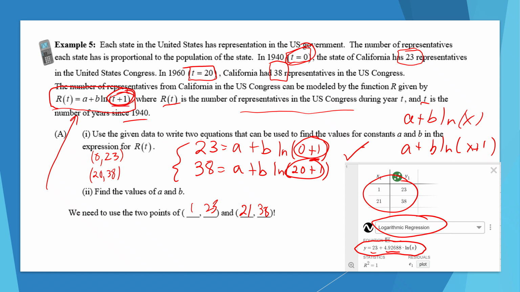So here we should get our value for A. In this case, should just be 23. And then our value for B here should be equal, as a decimal approximation, to 4.927, rounding to 3 decimal places there, right? You can have more, that's fine too. And so those should be our 2 answers for part A.